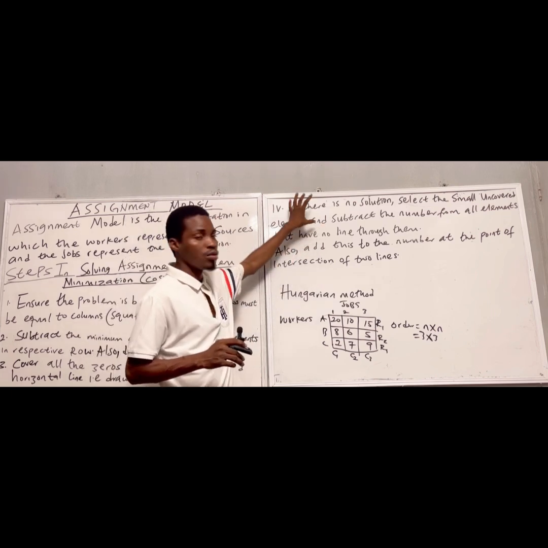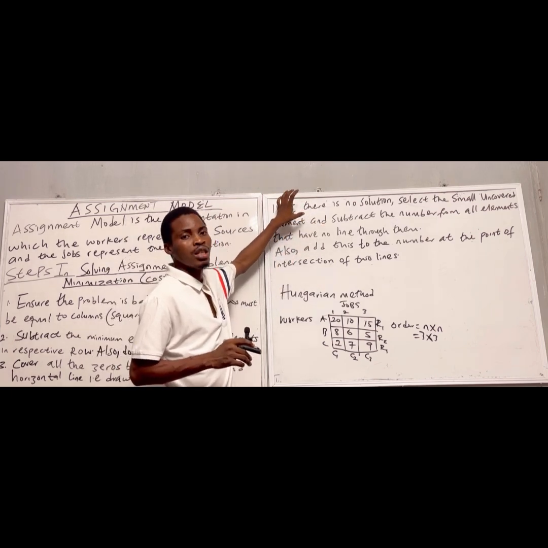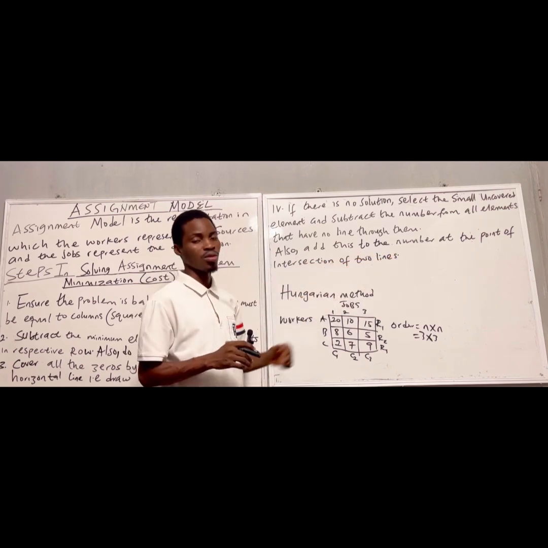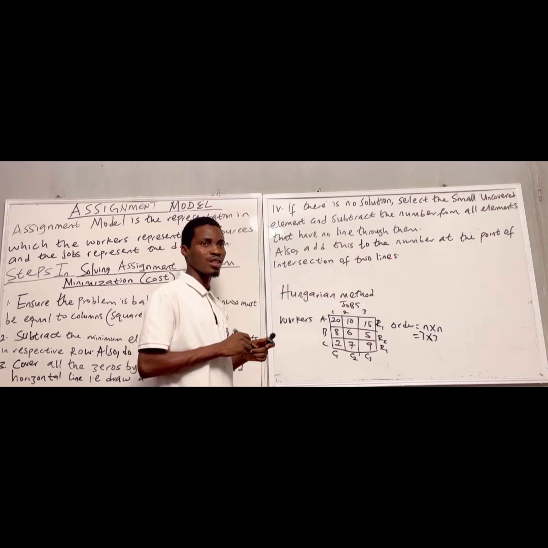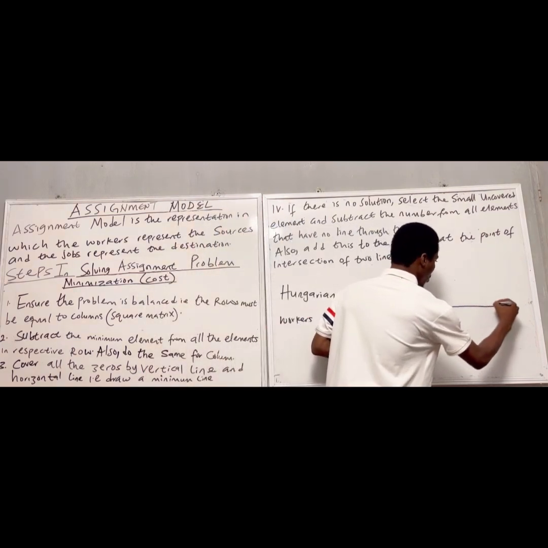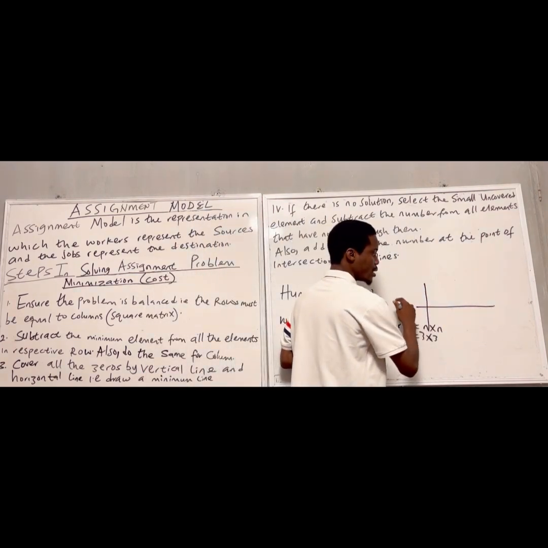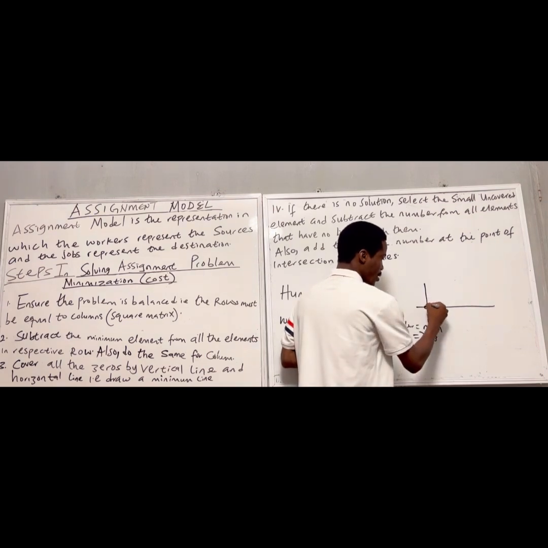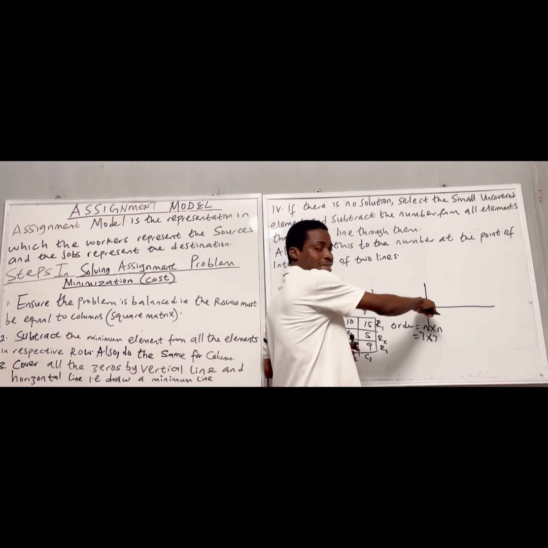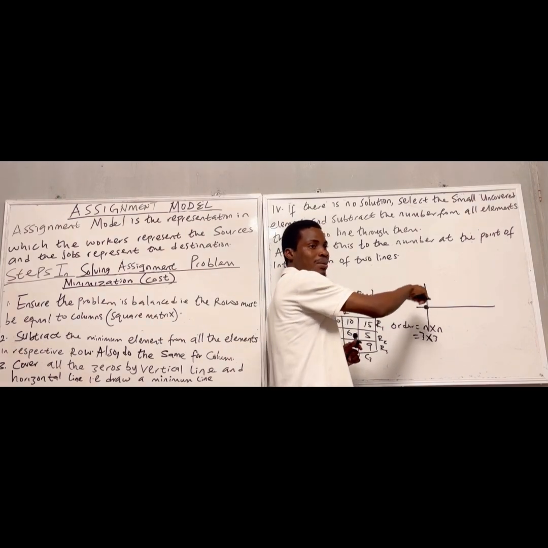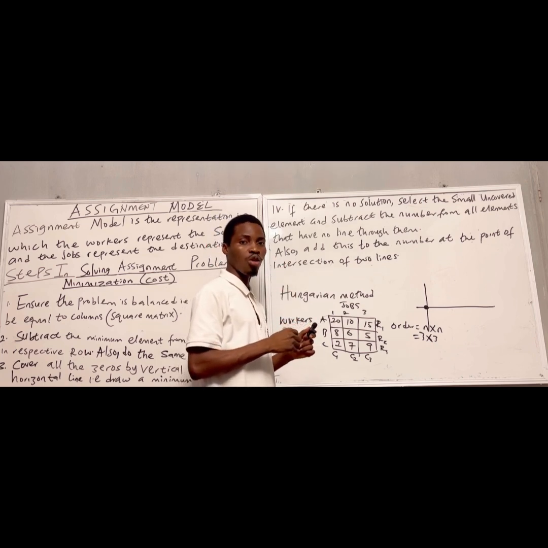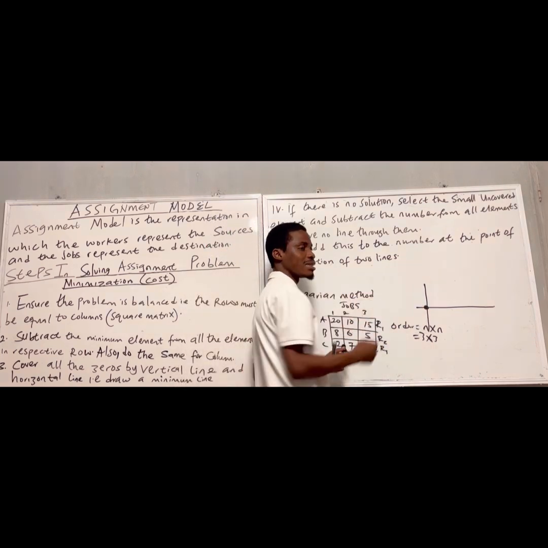And if your optimal solution is not achieved yet, you have to add this to the number at the point of intersection of two lines. When I talk about point of intersection, it is where the lines meet. If you draw a line here, this is vertical, this is a horizontal line. This is the point of intersection where the lines meet. So the element that is there, you are going to add the smallest uncovered element to the number that is there.